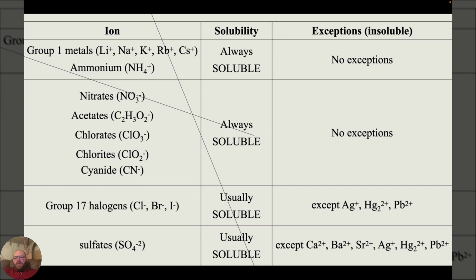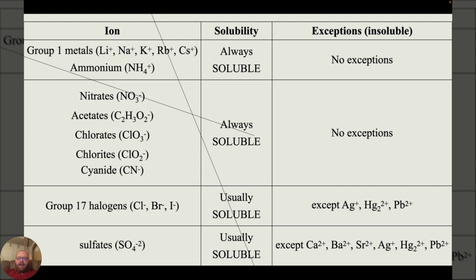Next, we have our anion. These are all polyatomics that are always soluble with no exceptions. Everything else pretty much has some exceptions, so you're going to have to figure out whether or not those apply. That third row, group 17 halogens, those specifically listed there, chlorine, bromine, and iodine, are usually soluble, meaning they will normally dissolve in water, unless they're mixed with Ag, which is silver, Hg, which is mercury, and Pb, which is lead. So if any of those halogens are mixed with any of those three cations, they will become insoluble.